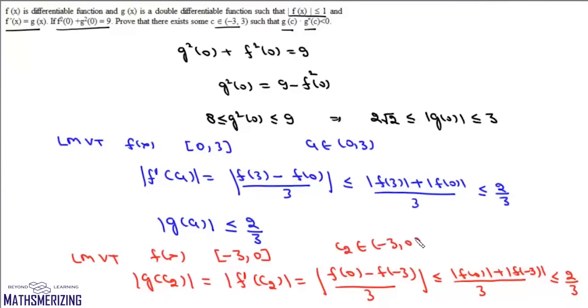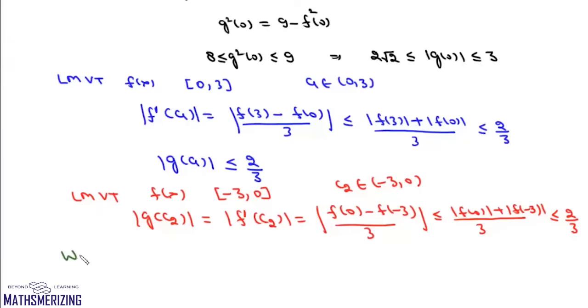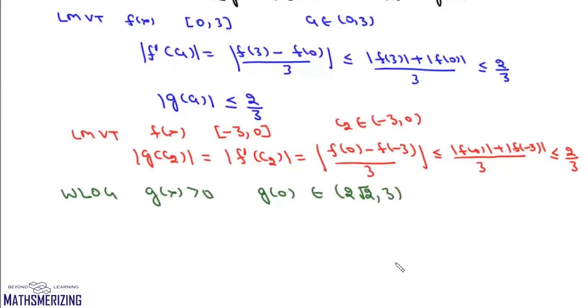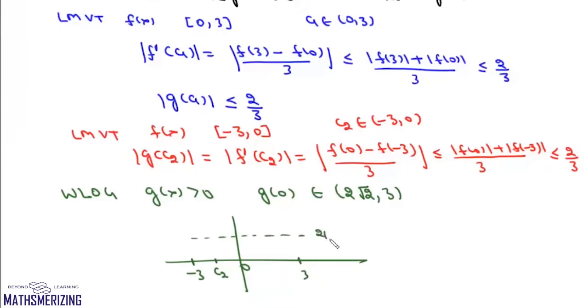Now without loss of generality, we can assume that g0 is greater than 0. And if g0 is positive, then g0 will lie between 2 root 2 and 3. Now if we look at this function gx between minus 3 and plus 3, we have a point c2 in between 0 and minus 3 at which the value is less than or equal to 2 by 3.